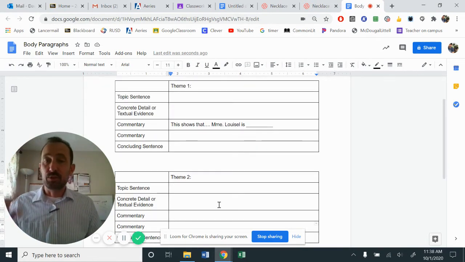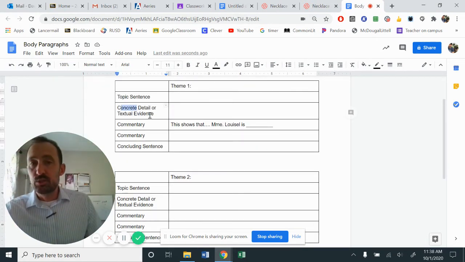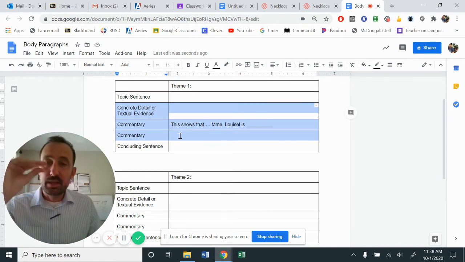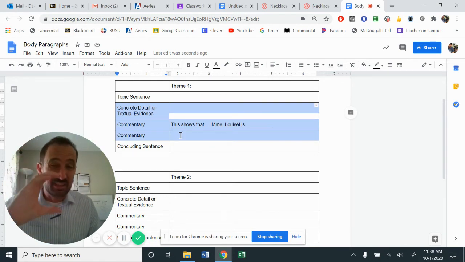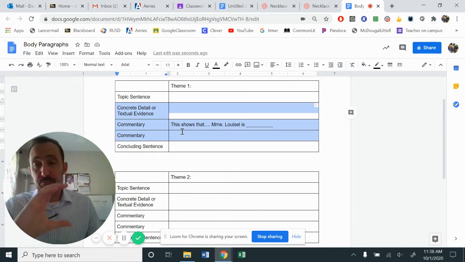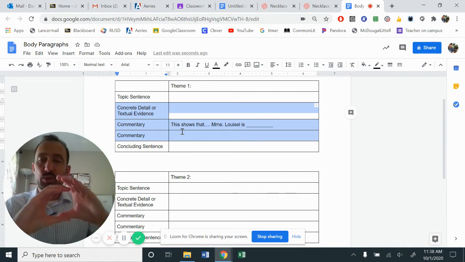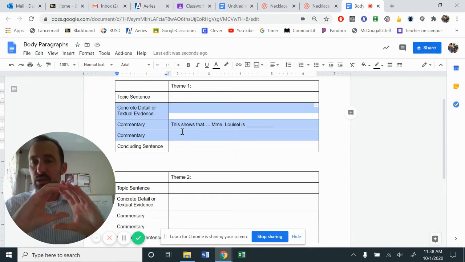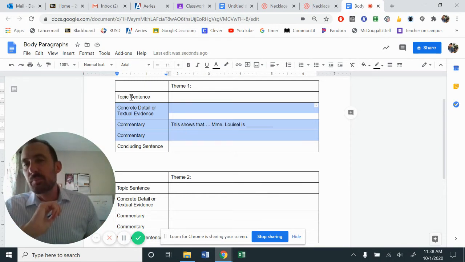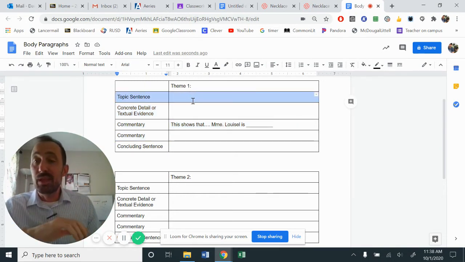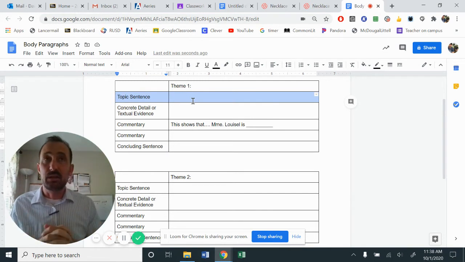Now, at this point, you've got the major chunks. You've got concrete detail, commentary. That's the most important literary analysis right there. Okay. Now we need to cushion it with our topic sentence and our concluding sentence. So our topic sentence is going to explain and give a little bit of heads up about what that theme word is.